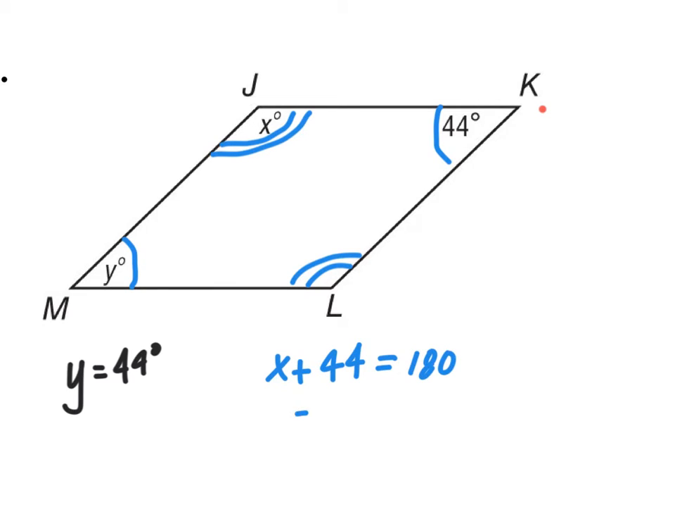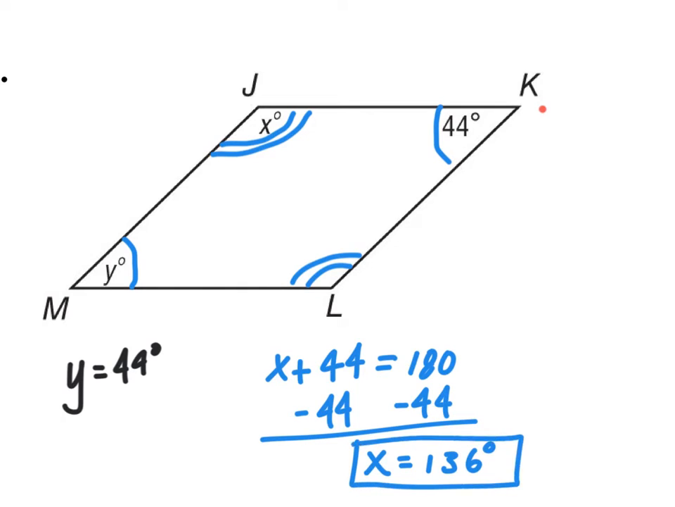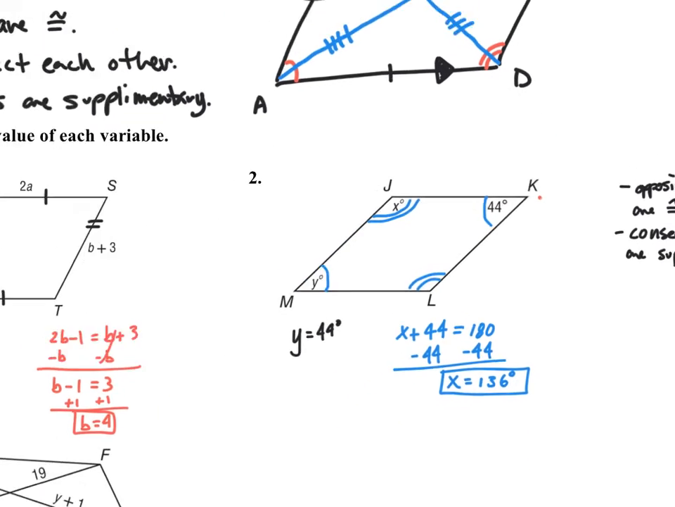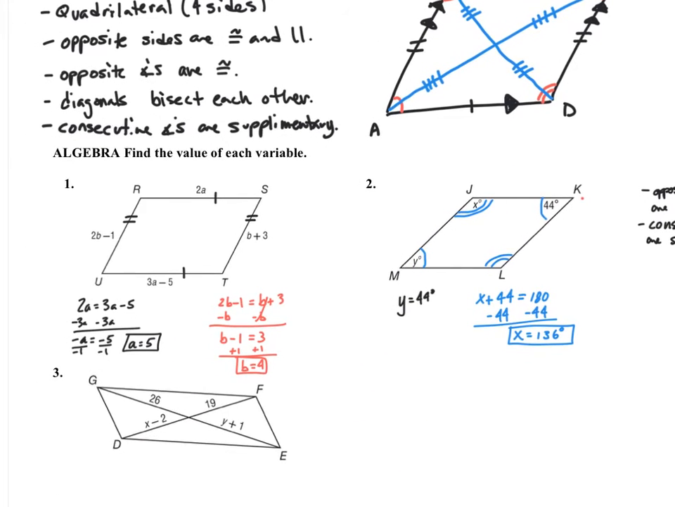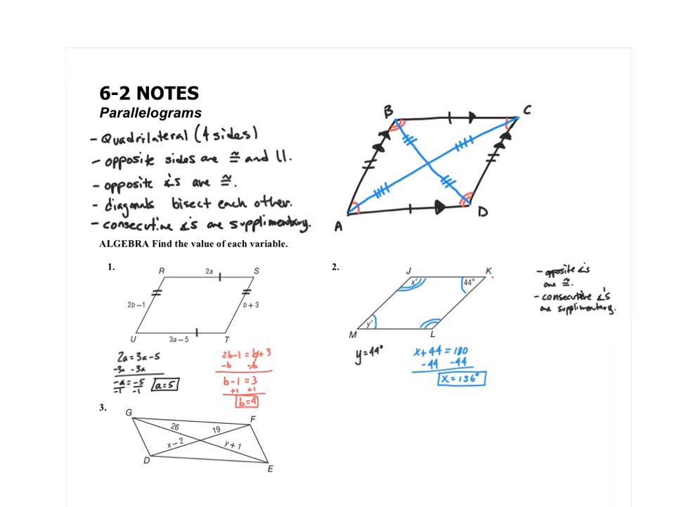All right. And if I subtract 44 from both sides, then that's going to give me that x is equal to 100, what is that, 36? Yeah, 136 degrees, and that's it. Okay, and that's all we're doing. So, it's very similar to what we've been doing, guys. We just need to make sure that we are applying what we've learned and applying the concepts up here, okay, to help us.